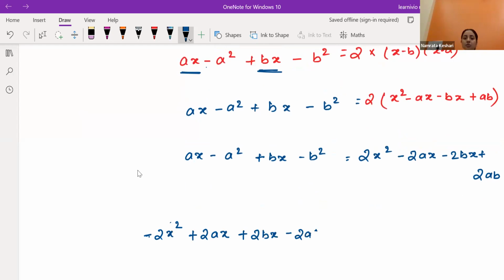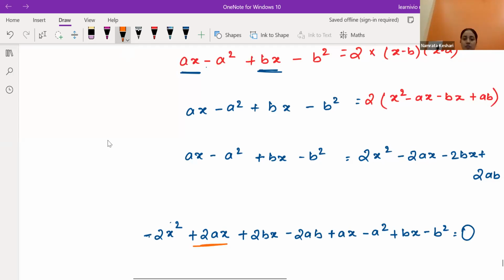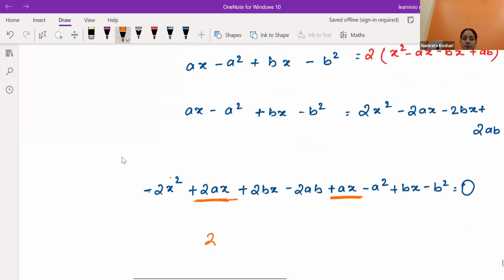And here also we are having ax, bx and all. So it is plus ax is there, minus a square is there, plus bx is there, and minus b square is there, is equals to 0, right? Okay, so 2ax we can see here, one more ax we can see here, which will be 3ax. Here we can see 2bx, and here one more bx, that becomes 3bx.